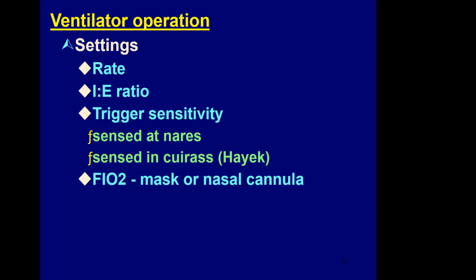These are the settings we use: the rate, the respiratory rate, the I:E ratio, the trigger sensitivity. The trigger is sensed at the patient's nares, or in the Hayek, it is sensed in the cuirass. To adjust the FiO2, we must use either a mask or a nasal cannula.